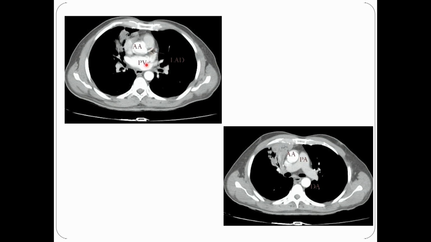This is the pulmonary vein. Cranial to it, if we go, we can see on the right side is the ascending aorta, the main pulmonary trunk dividing into right and left main pulmonary arteries, and posteriorly on the left side is the descending thoracic aorta.